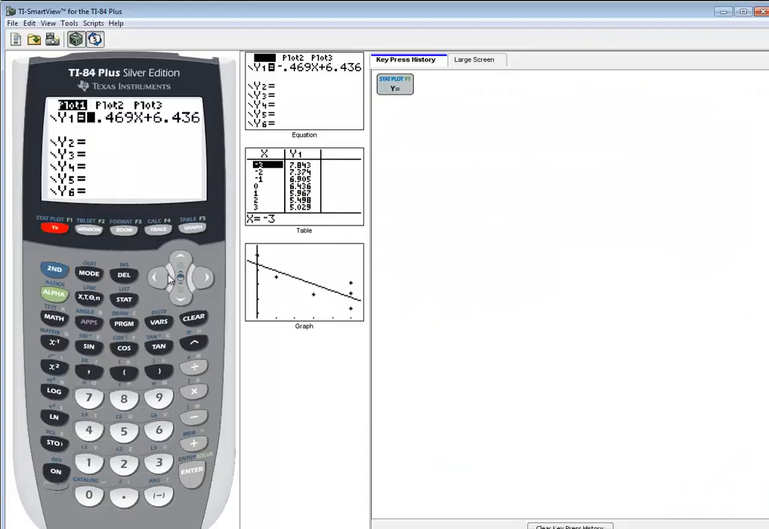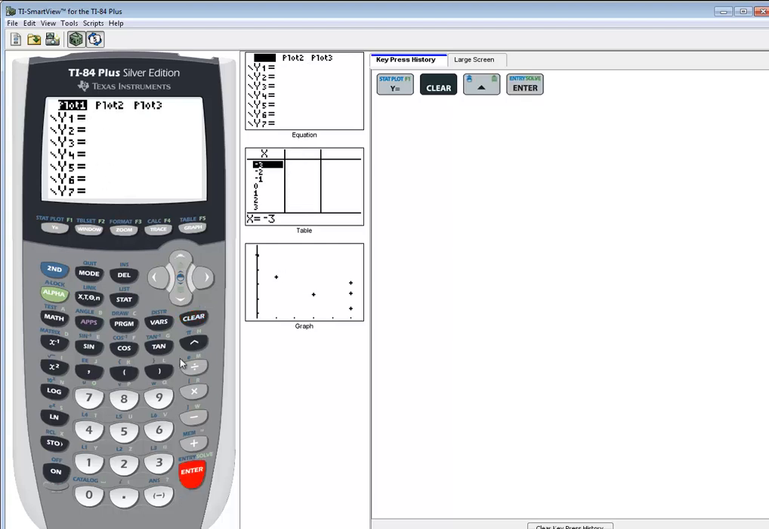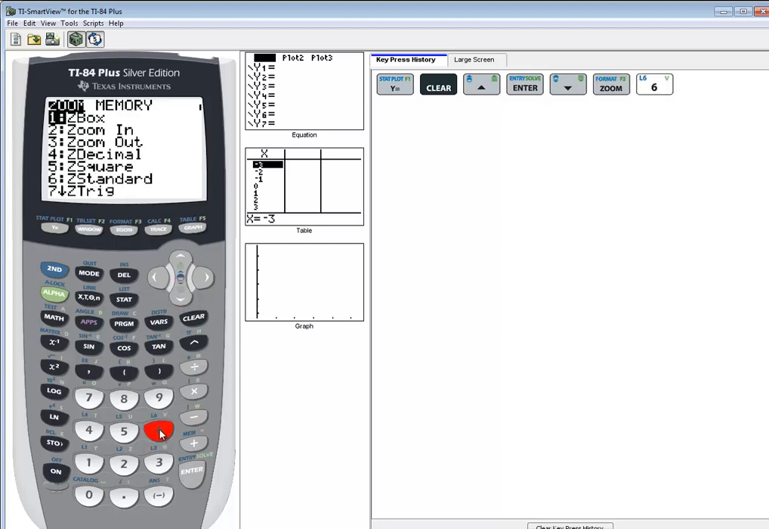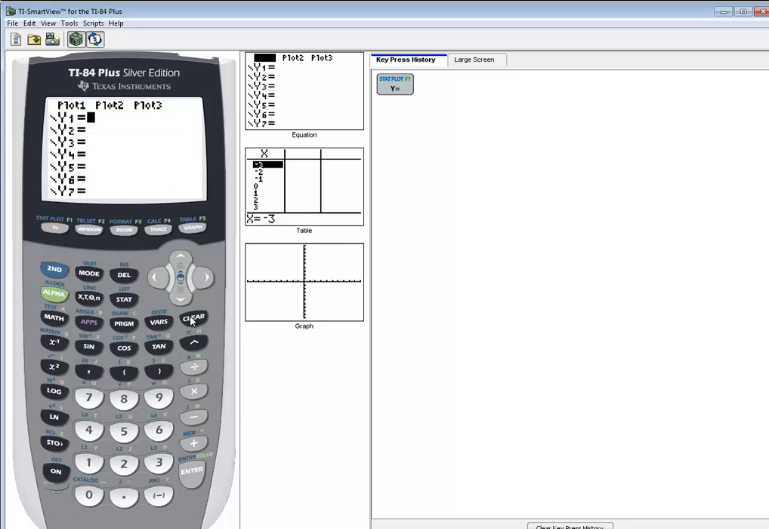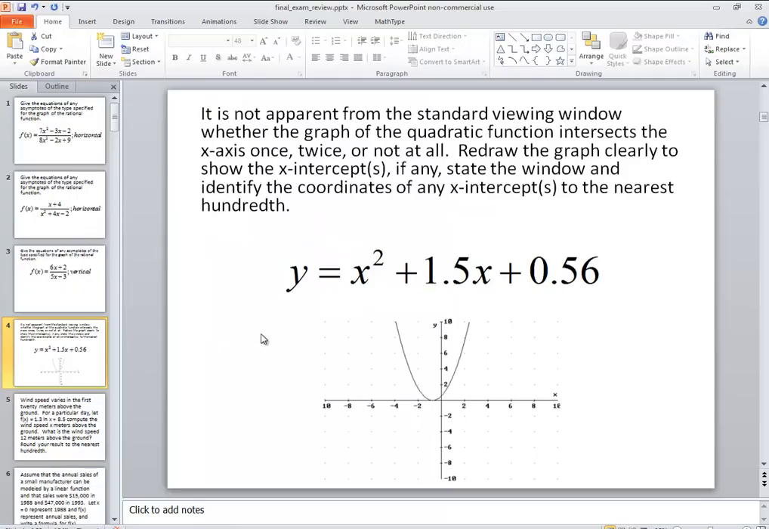So I'll press my y equals, press my clear. You shouldn't have to do this, but I'm going to have to do an up arrow and unhighlight plot 1. And you do that by pressing enter on it. Let me do a zoom 6 to set it back to the standard viewing window. But let me clear that out. Okay, so if you press y equals, press clear to clear out wherever's not lined.